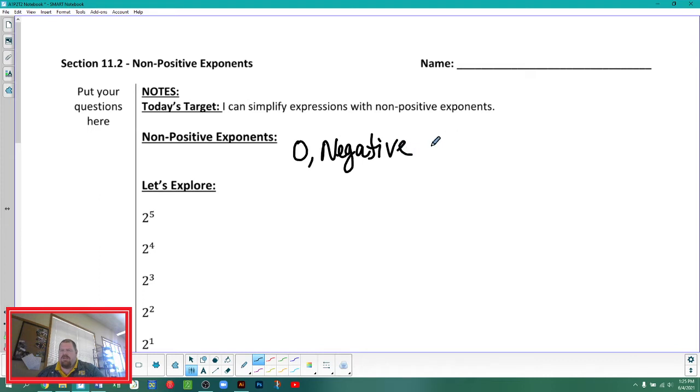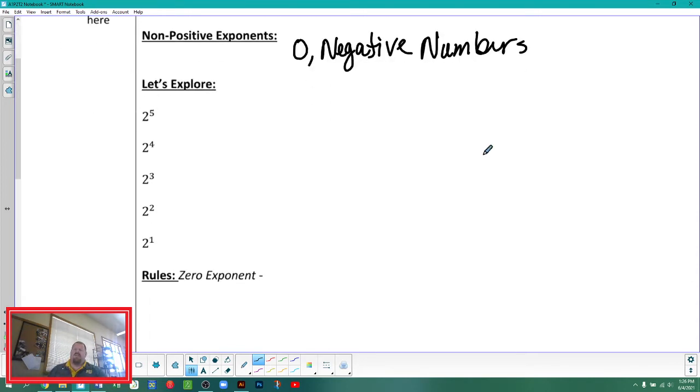To make things a little bit easier, we are only going to be dealing with exponents that are whole numbers. We're not going to deal with fractional exponents and things like that. I'm going to save that for a later class. Okay, but we're dealing with 0, and then any exponents that are negative. So let's take a look at what this is going to give us.